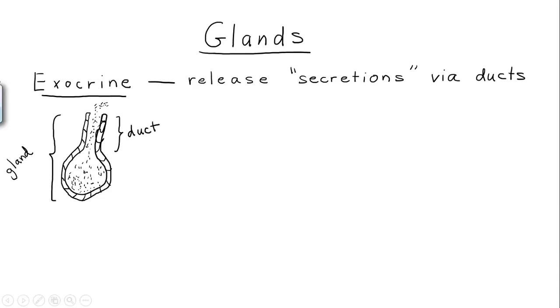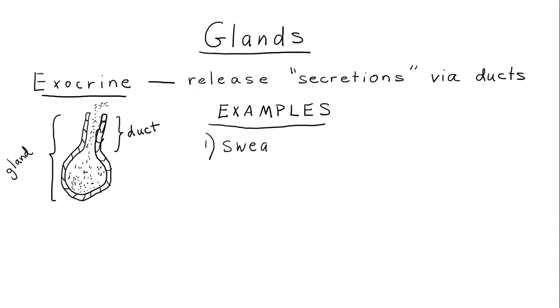Okay, so just examples of some exocrine glands. Number one, we've talked about sweat glands. Sweat glands secrete sweat, which is composed of basically waste products and salt. And this will regulate body temperature. So you're producing fluid to the outside of your body, and that cools the skin.